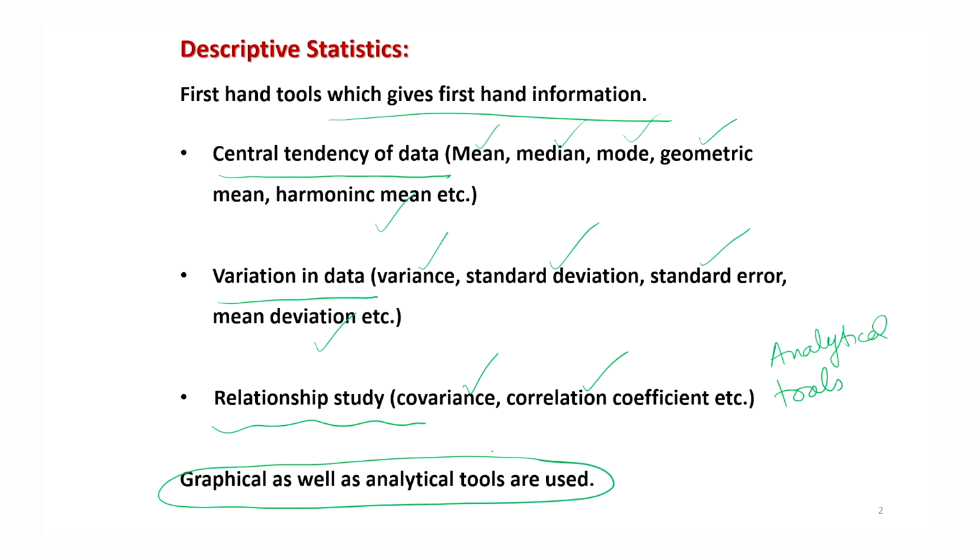And if everything is fine, in the sense that you are using the correct statistical tool over the correct data, then whatever information you get from the analytical tool and whatever information you get from the graphical tools, both are going to match. They will have their own advantages and limitations. That's a separate aspect, but they are going to match. Right. So now let me take up the topic of central tendency and variation in this lecture, and about relationship study, I will address these topics in the next lecture.